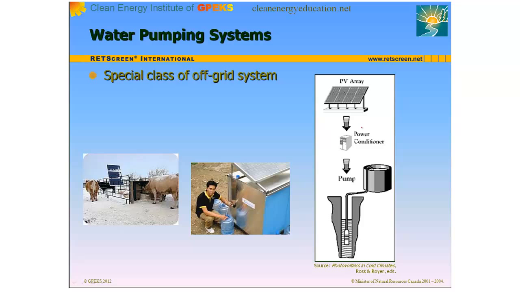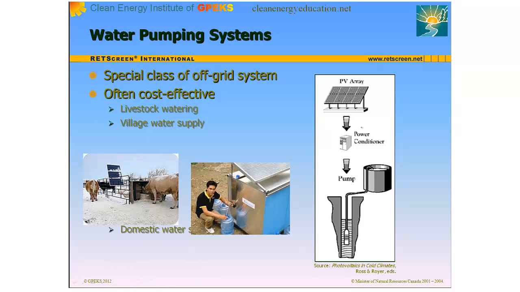Like many off-grid applications of photovoltaics, water pumping can be very cost-effective. In the developed world, it is used when water for livestock must be drawn from a well or slough that is remote from the electric grid. It can also be used for domestic water supply for an off-grid home. In the developing world, its typical application is the provision of water for a village.